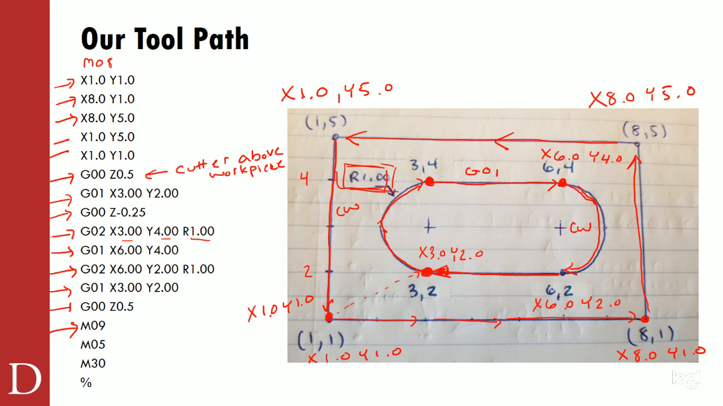Now the coolant's off. M05 is another spindle command. I'm going to turn that spindle off. And then my M30 essentially marks the end of my program and resets the machine so that it's ready to run again. So hopefully that makes sense to you.